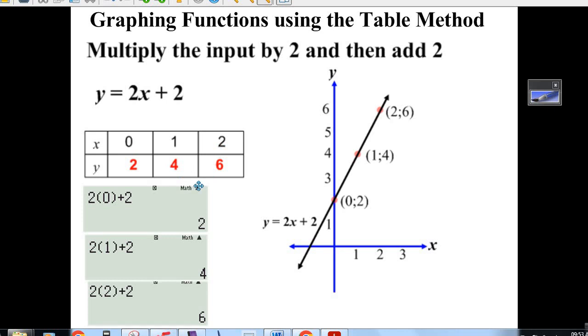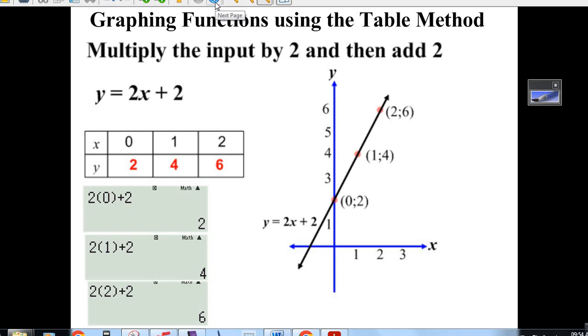Well, if you graph these points, go to x equals 0 and y equals 2, that's one of the points on the line. X equals 1 and y equals 4: 1 to the right and 4 up. And then x equals 2 and y equals 6. Connect those points and you've just sketched your function. And that's all you do. That's how you do it. You can do that with any function.